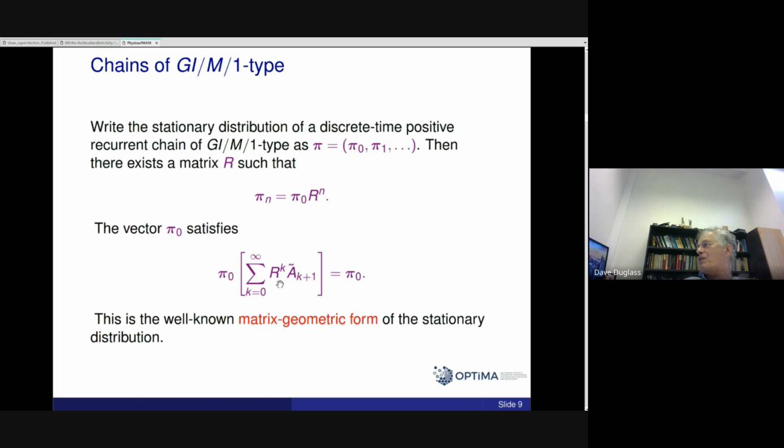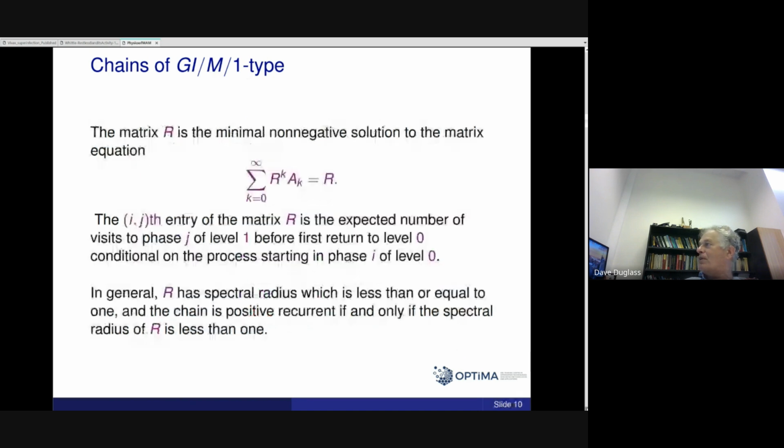You can actually write an expression down for pi naught. It's given here. I will explain a little bit later on what this means, but essentially this matrix is the transition matrix if you look at the Markov chain only when it's in level 0. And so this is really thinking of the actual stationary distribution at level 0 as the stationary distribution of that partially observed Markov chain. This is used a lot in engineering and in mathematical biology and lots of other areas. If you can show that a Markov chain is of GI1 type, and you can show that it's positive recurrent using the drift condition, which I've just talked about, then you can actually write down its stationary distribution in terms of this matrix R. Now, of course, we've got to know what R is.